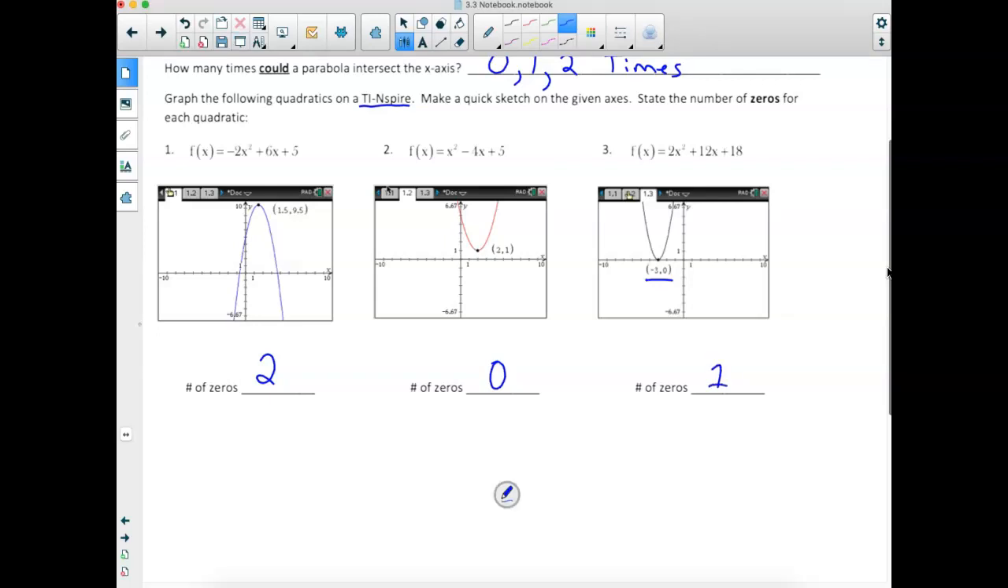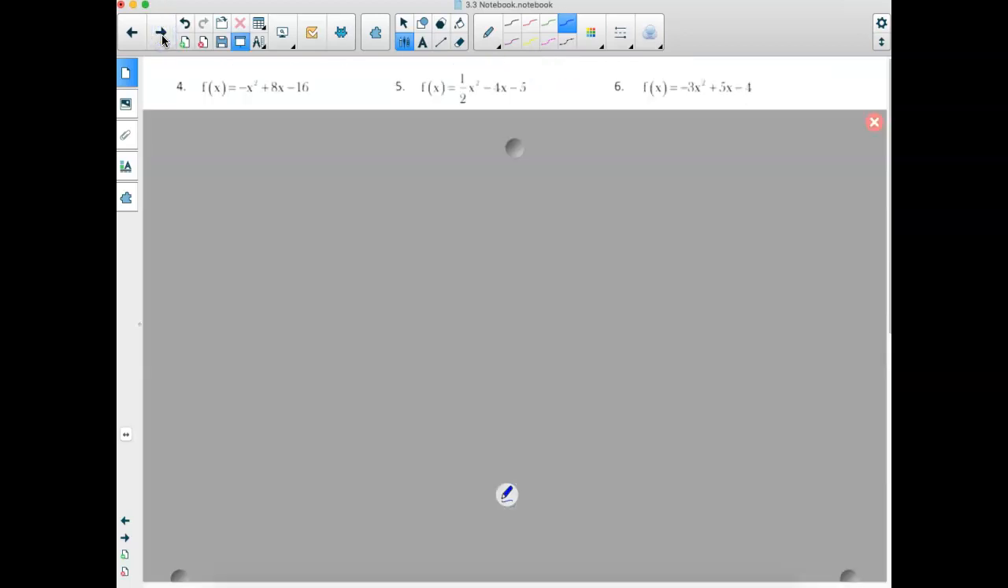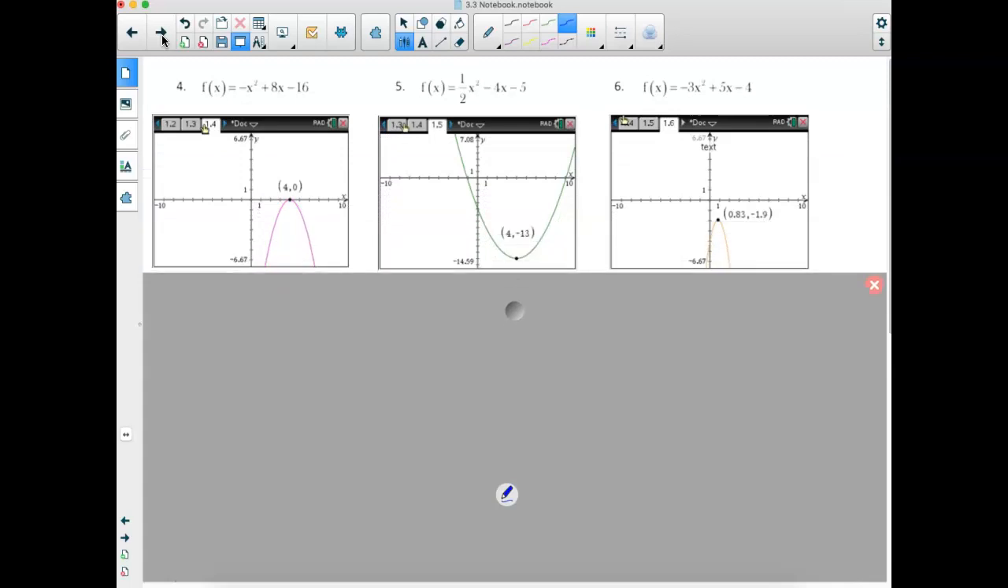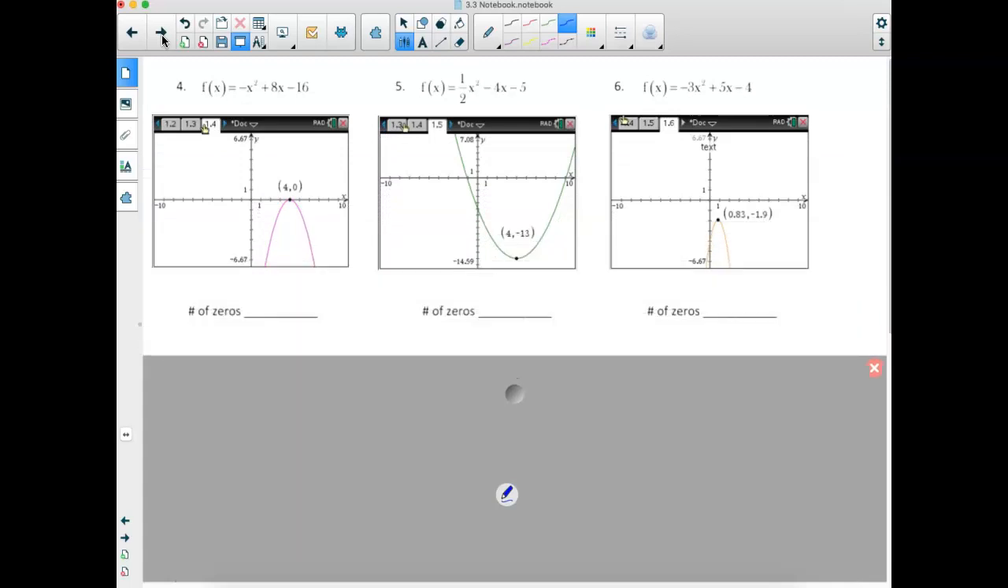Now we're going to take a look at these next 4, and when I graph them, we're just predicting. It looks like number 4 has 1 zero. Number 2 appears to have one there and one there, so it has 2. And let me come back, there's my 1 because it was the vertex.